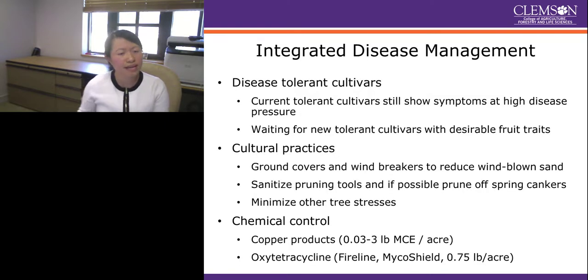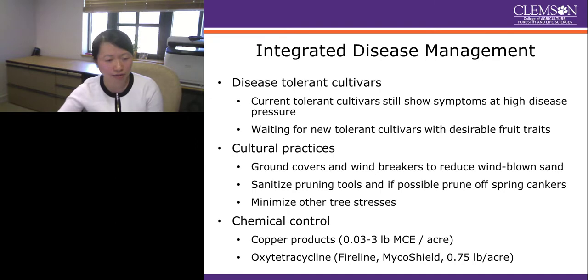For disease management, it's always easiest to use disease-resistant or tolerant cultivars. However, the current tolerant peach cultivars can still show symptoms at high disease pressure, and they do not have the most desirable fruit traits. The cultural practices that can help with disease management include planting ground covers and windbreaks to reduce the strong wind-blown sand, but still allow air movement through the orchard.